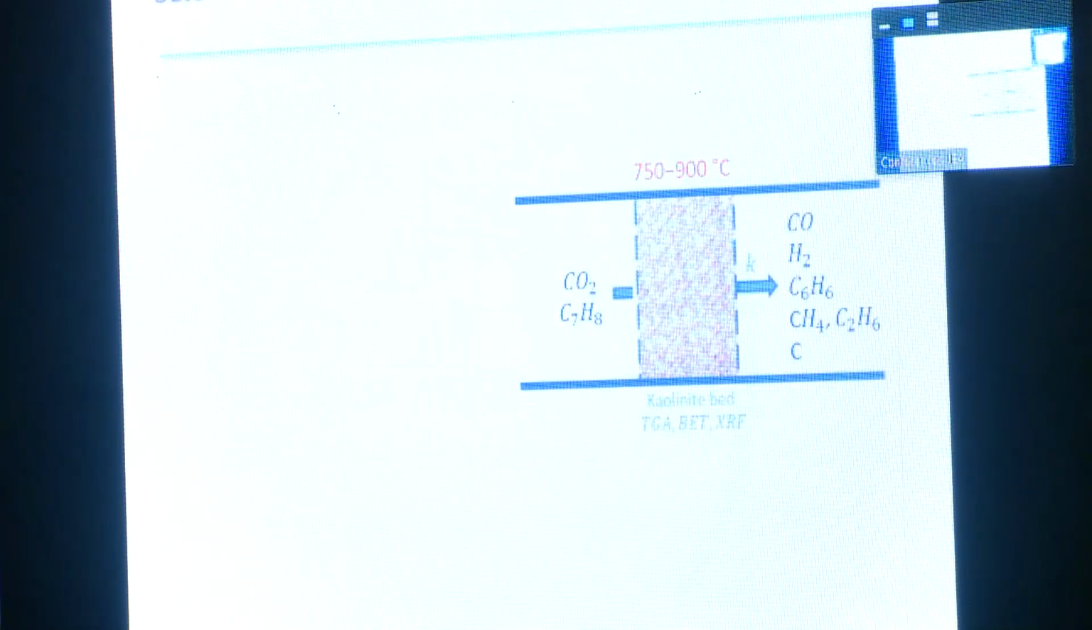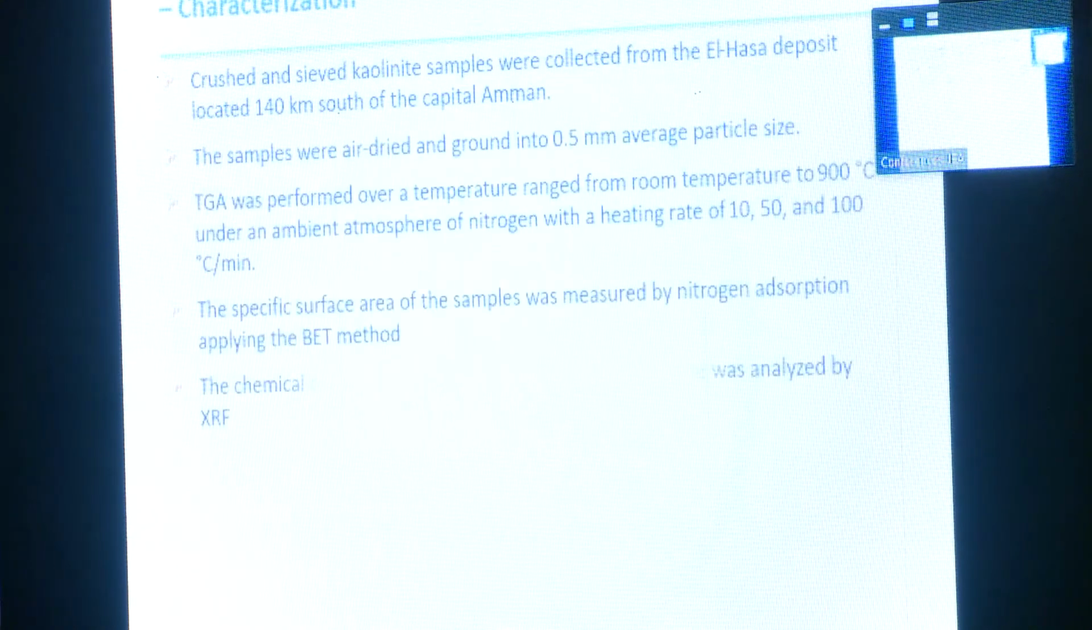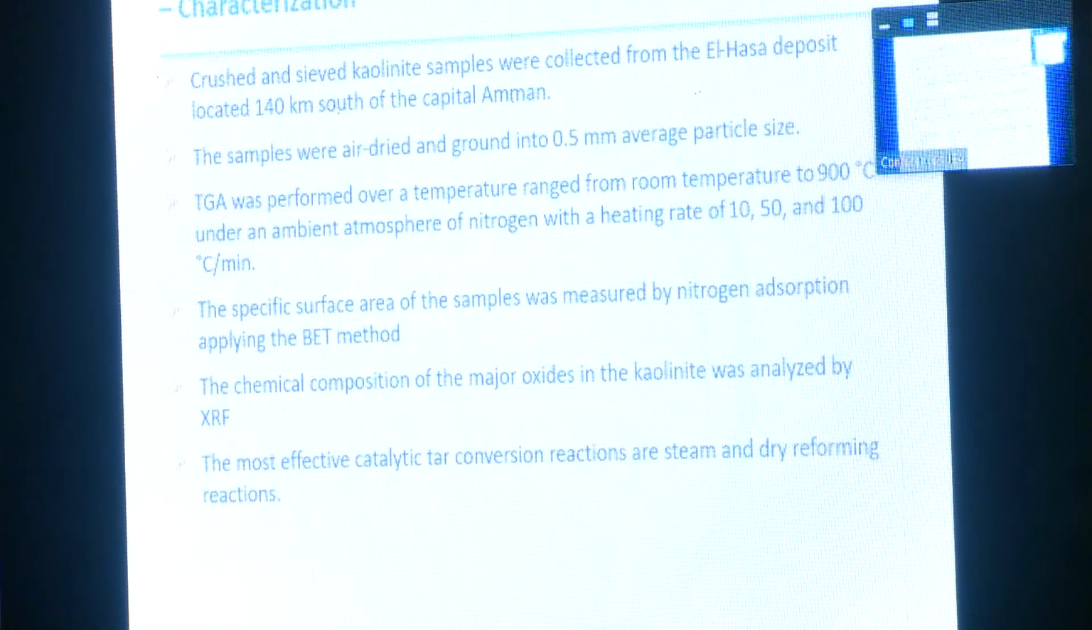In a nutshell, my research focused on getting rid of carbon dioxide by getting rid of the tar, by reacting it with the carbon dioxide using kaolinite as a catalyst, a Jordanian mineral which is available abundantly, so that I convert this into light gases. The way to measure the activity of this material is by finding the apparent kinetic constant. So I first did some characterization for this material, which I brought from the Al-Hassa deposit, and then did tar conversion measurements at different temperatures in order to find the kinetic constant. I did TGA, BET analysis, and XRF analysis.